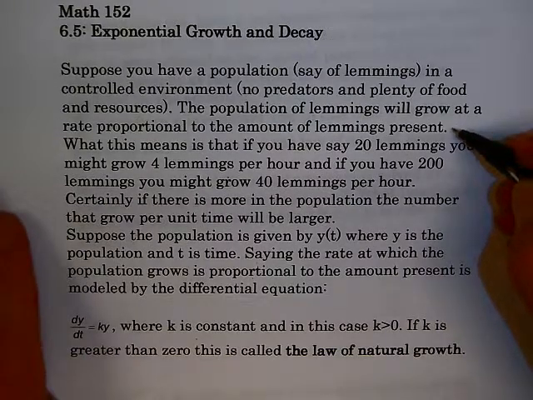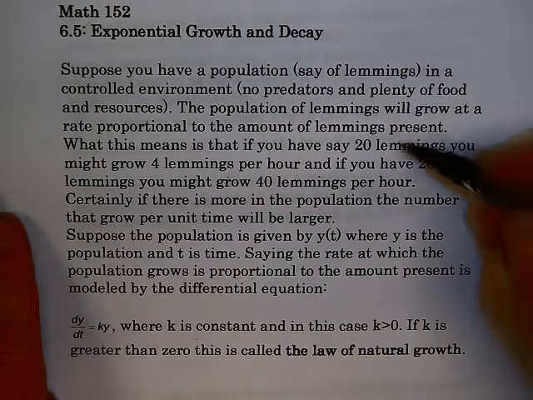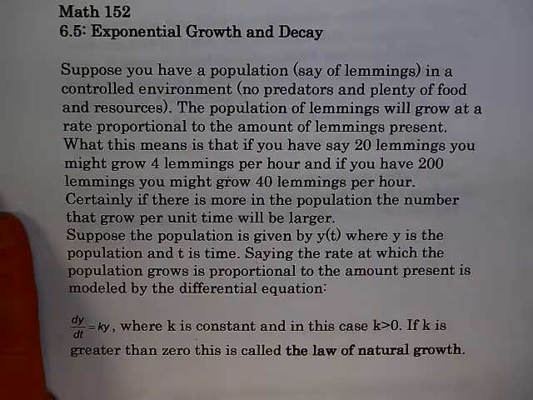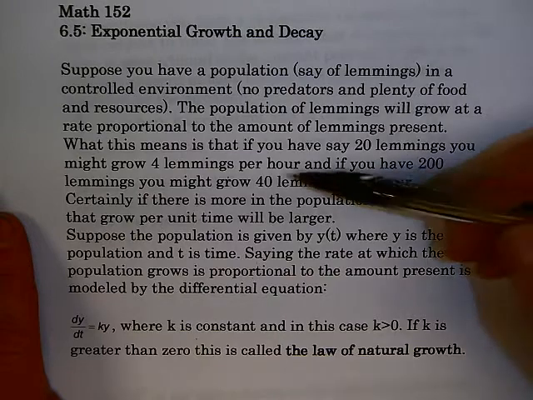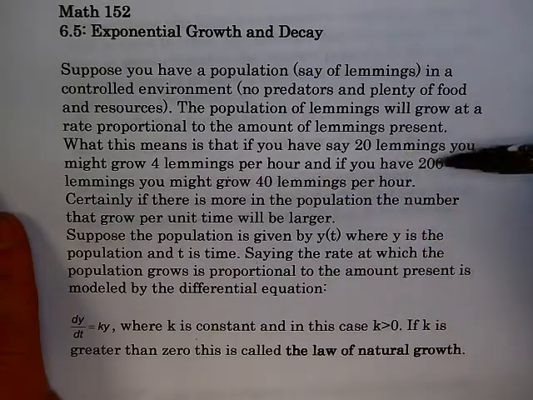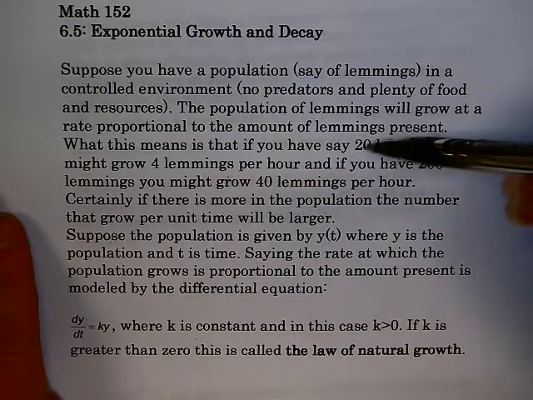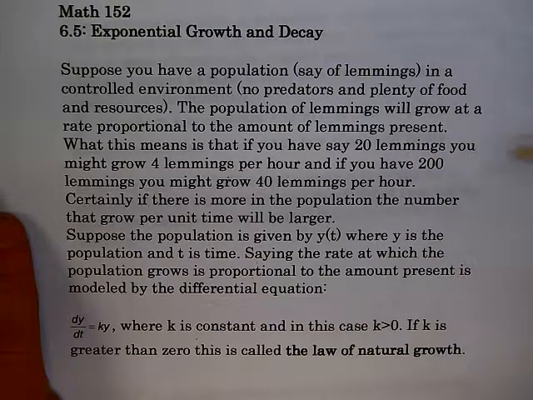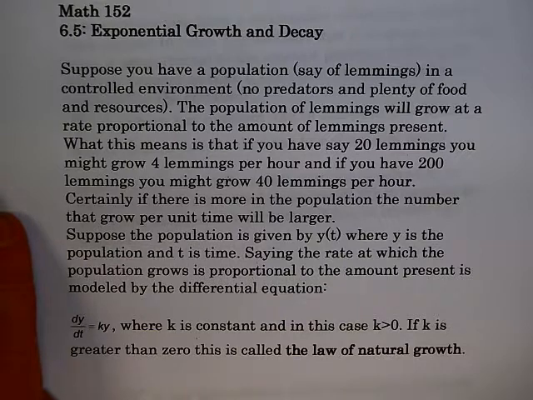Now what does this mean? Well, it means if you, say, have a small number of lemmings, like 20, you might grow 4 lemmings per hour or per day or whatever. And if you have 200 lemmings, you might grow at 40 lemmings per hour. So the rate of growth is directly dependent upon the amount of items you have. Certainly, if there's more in the population, the number that grow per unit time will be larger.